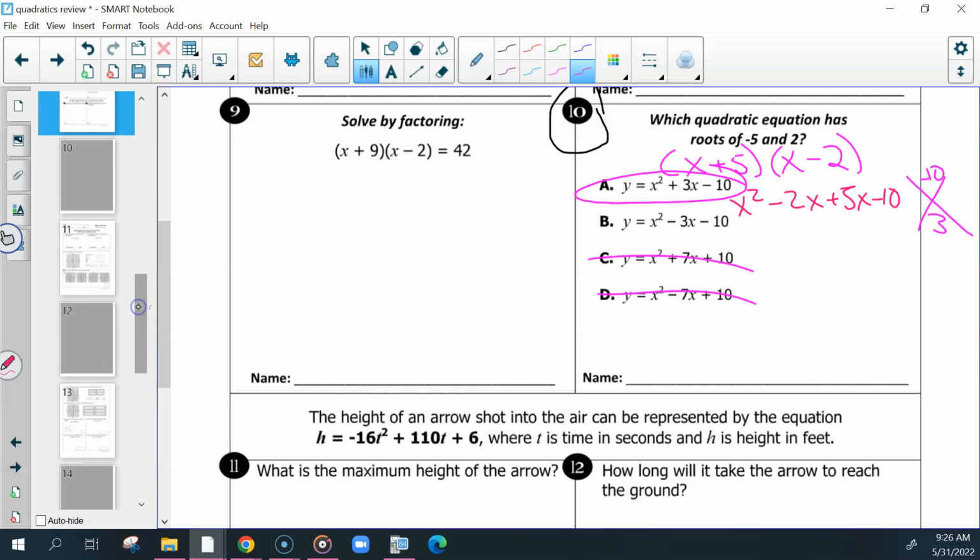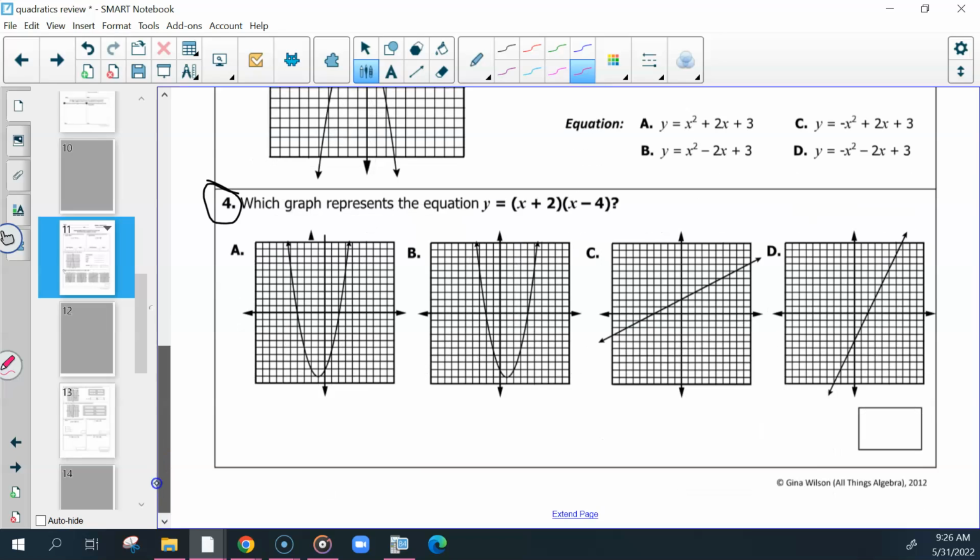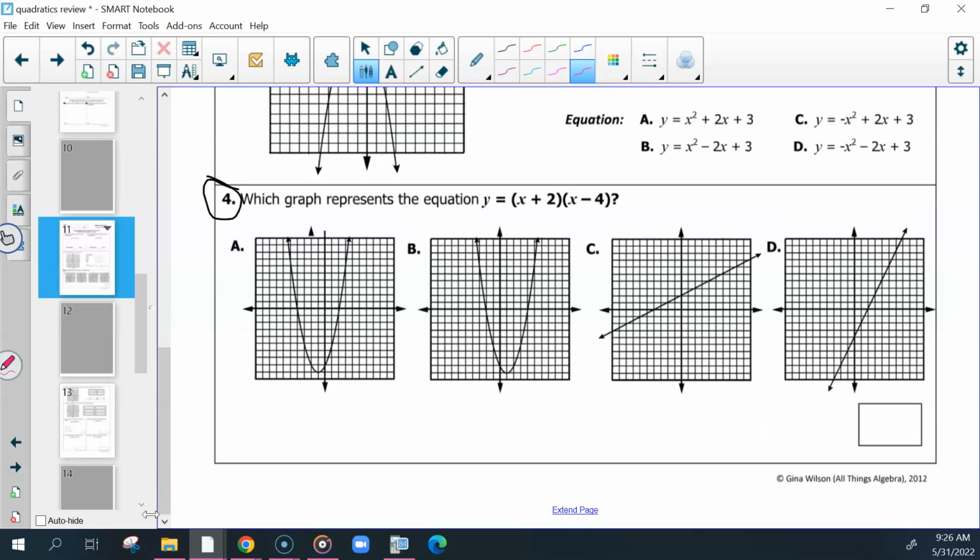Two more. On the next page, number 4. Of the ones given, which ones can we eliminate? C and D, because those are linear. So it has to be A or B.